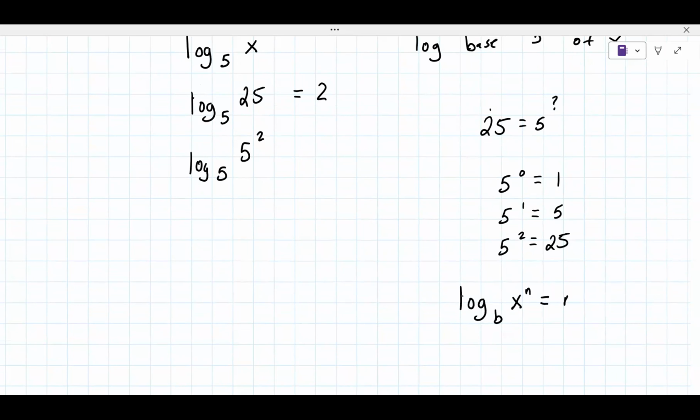Now there's a property of logarithms that allows you to bring the exponent out in front. So the exponent can come out in front, log base b of x, like that. So in your problem, this 2 comes out in front. 2 times log base 5 of 5.